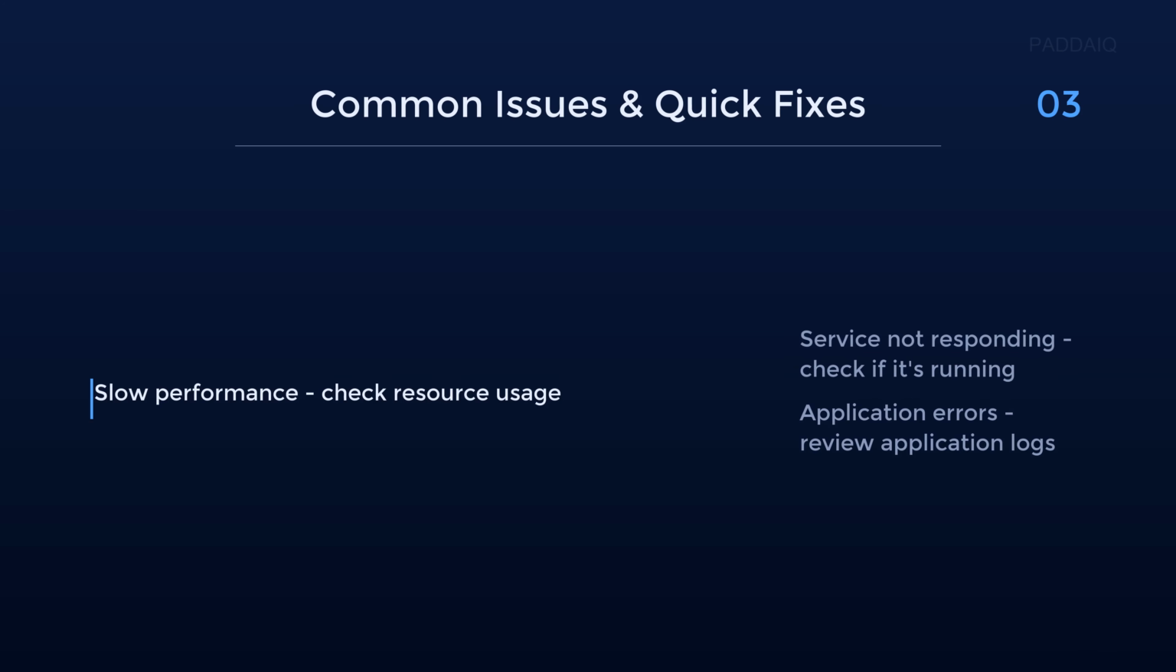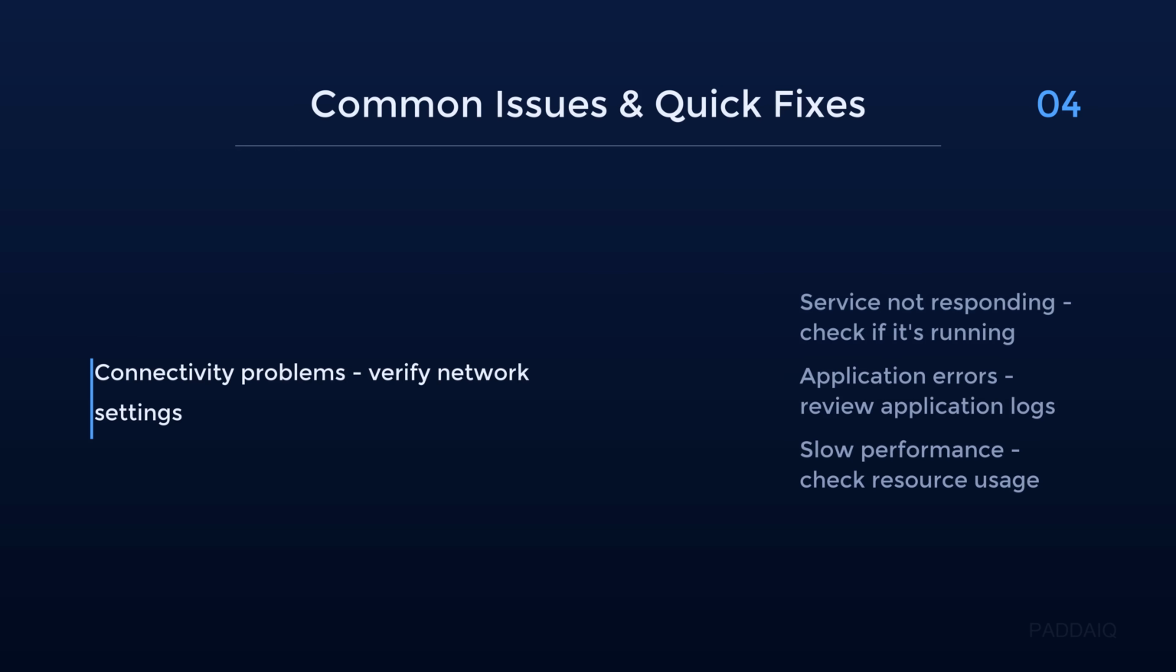Slow performance, check resource usage. This means monitoring your application's CPU, memory, and database consumption. For instance, an app might slow down if its memory usage is consistently high, nearing its quota. Regularly reviewing these metrics helps you identify and resolve performance bottlenecks efficiently.